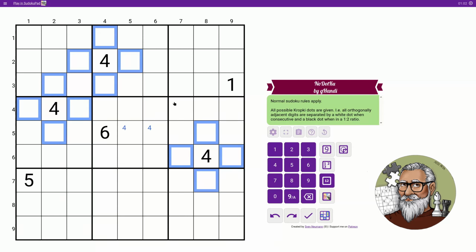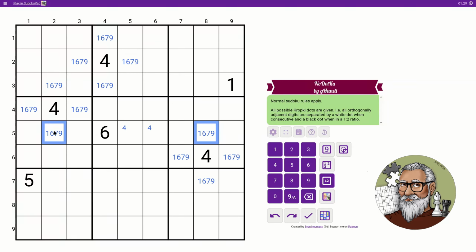Because what could this be? It could be 3 or 5. Well, it can't be 3 or 5, I should say. And it can't be 2 or 8. So 3, 5, 2 and 8 are gone. So 1, 6, 7, and 9. Okay, that might be useful. These are not 6. Neither are these.